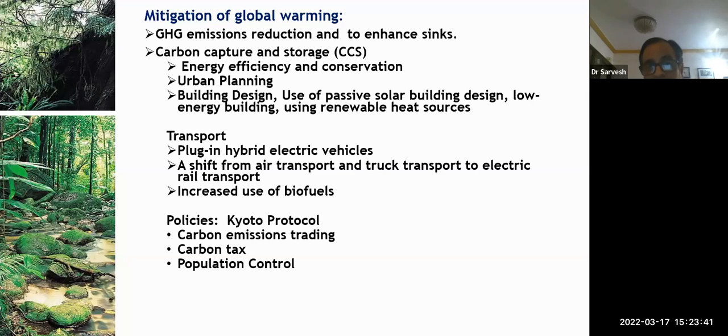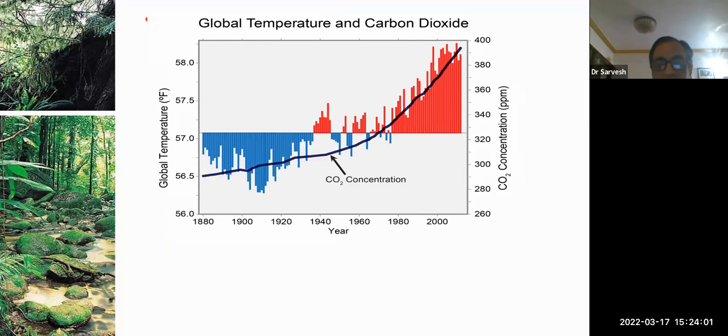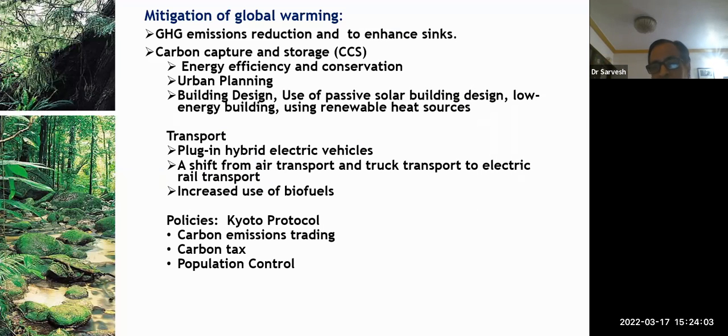Now, what could be the policies for the mitigation of the global warming? That is the Kyoto Protocol. It contains carbon emission trading, carbon tax, population control, and out of that, CDM is a quite important instrument for controlling the GHG emissions. Of course, population is one factor because behind everything is anthropogenic. So it has to be controlled, it has to be stabilized, particularly in Southeast Asia. This is the major concern.